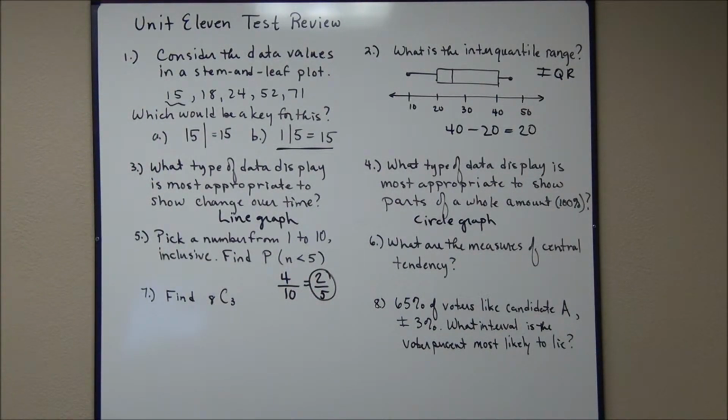What are the measures of central tendency? Central tendency are the mean, the median, and the mode. The range is not a measure of central tendency. It's a measure of variation. The mean, the median, and the mode.